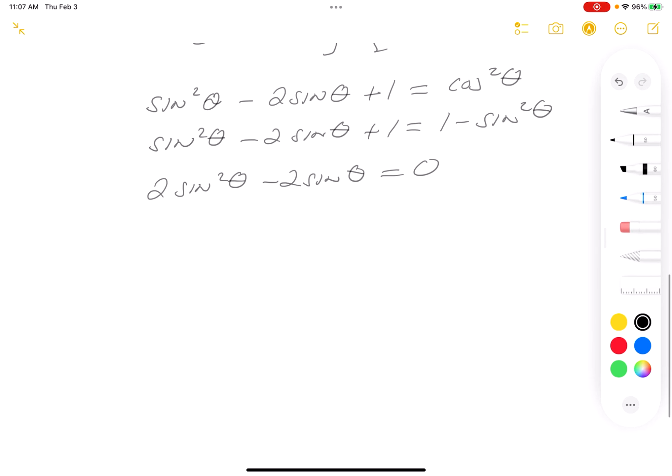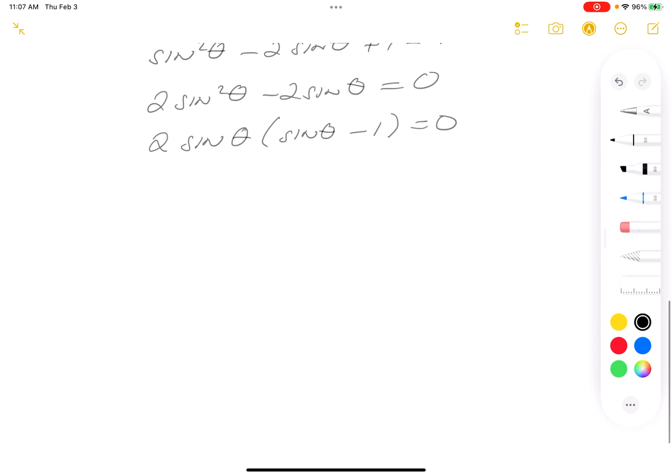And I'm going to factor it. If you factor this, what do you get? You would get 2 sine theta. By the way, the problem with algebra is you're not thinking about the original problem anymore, which is a misfortune. And you get sine theta minus 1 equals 0. If I were just to write the answers down, I'd say sine theta is equal to 0, or sine theta is equal to 1.